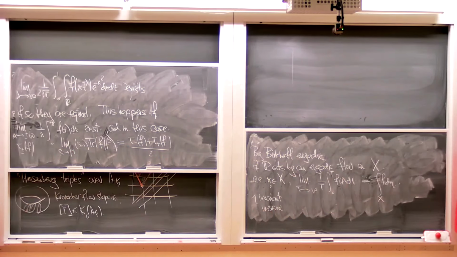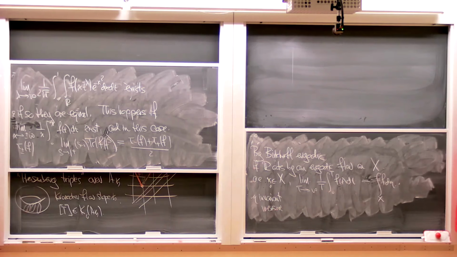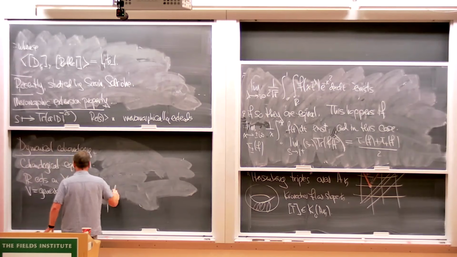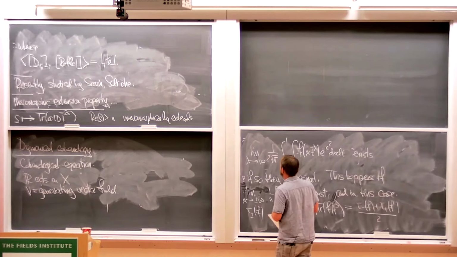Okay, so we pursued this idea. We started to think about the following. There might be a connection to what's called dynamical cohomology. So in dynamics, you often think about something called the cohomological equation. So if R acts on X by a flow, X is compact, and V is a generating vector field, you can ask the following question, or family of questions.